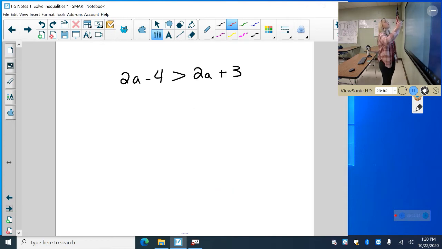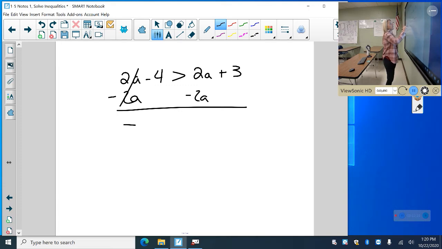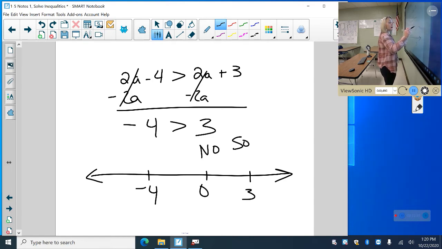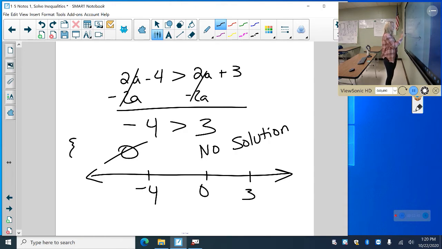All right, let's try this one. Subtract 2a from both sides. So I have negative 4 is greater than 3. Is that a true statement? Is negative 4 actually greater than 3? Well, if we were to draw a number line, negative 4 would be here, 0 would be here, 3 would be here. Is negative 4 greater than 3? No. So this is no solution or no possible solution. If you remember on Math Excel, they gave a symbol that looked like that. That just means it's an empty set. There's nothing there. Sometimes it looks like this. All these mean the same exact thing.